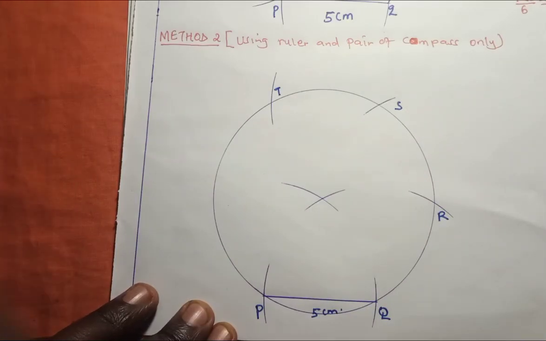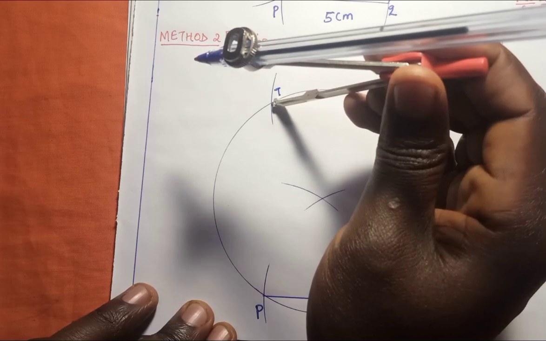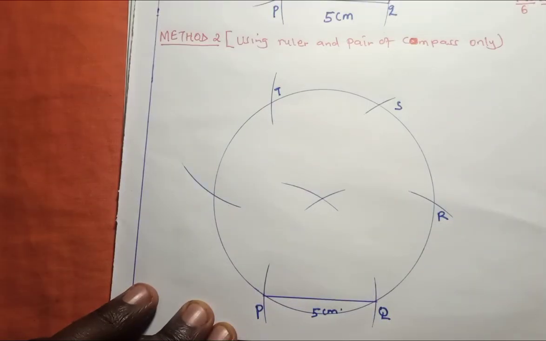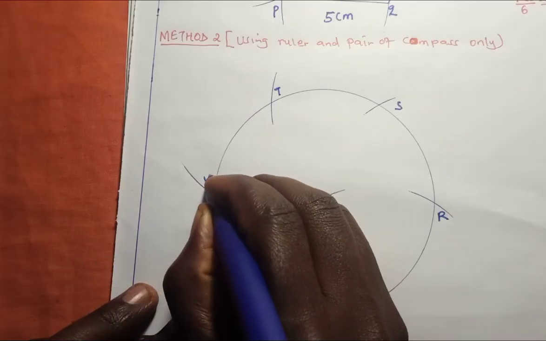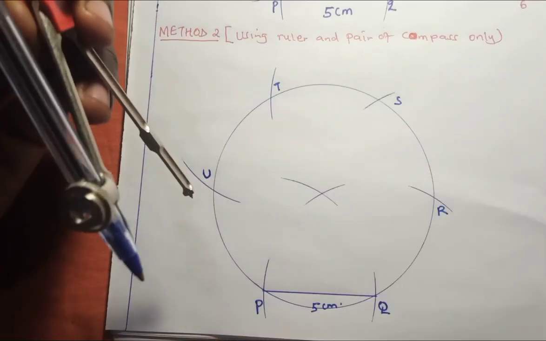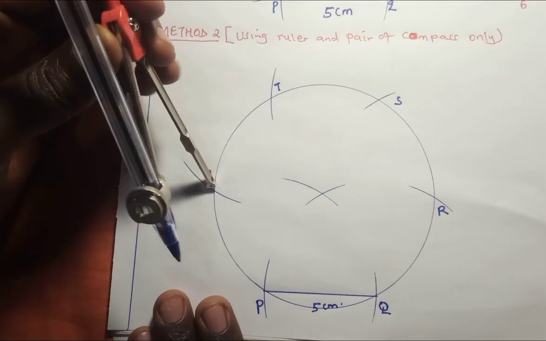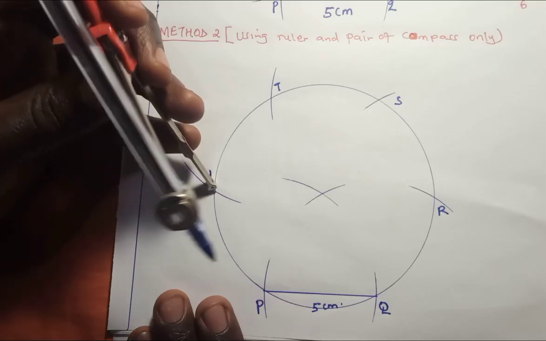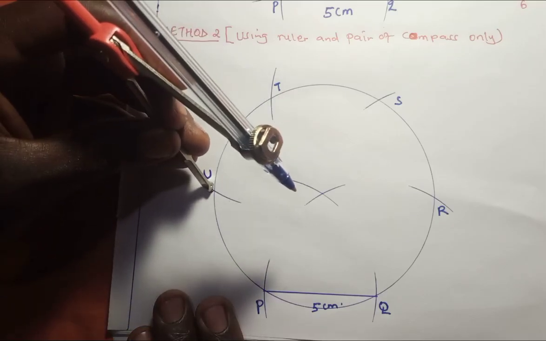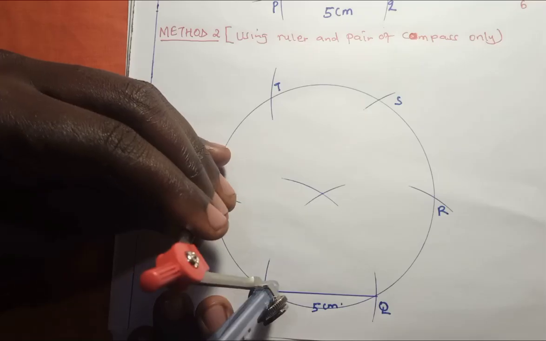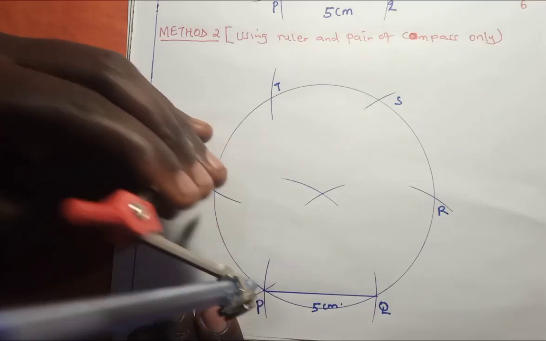I stand also at point T and make another arc. Of course, I will call this point U. The next thing is to join, because if you try to measure the length that has remained now and make an arc, I think it is going to intersect the first arc at point P.